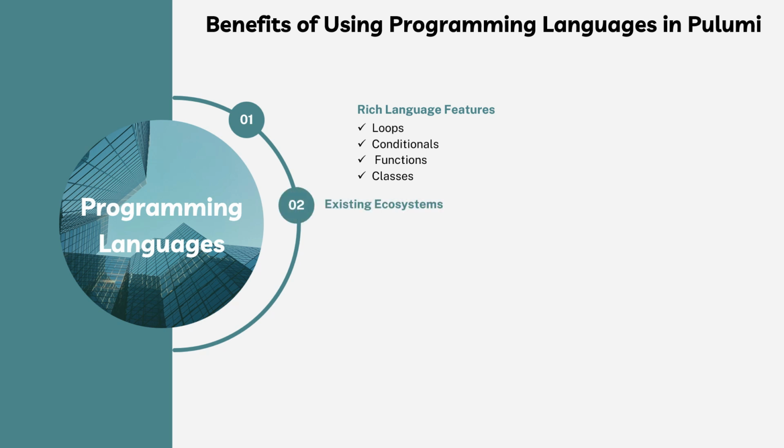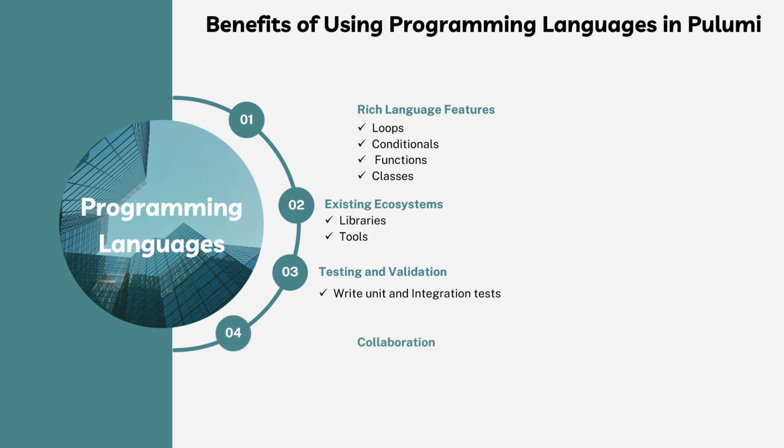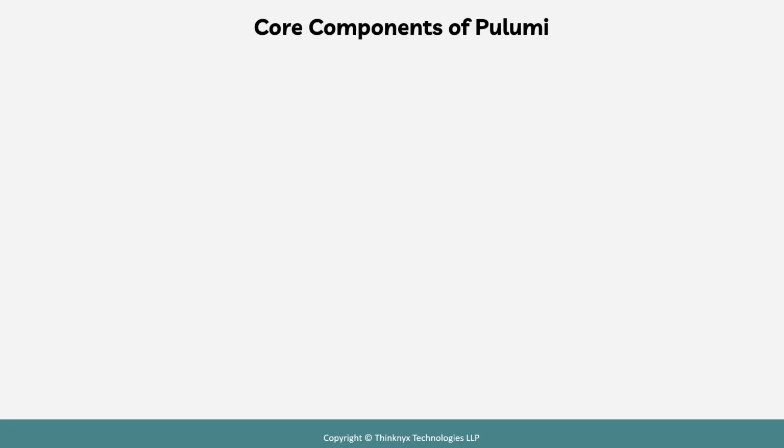Existing ecosystems. You can use existing libraries and tools for your language's ecosystem, making it easier to integrate with other systems and frameworks. Testing and validation. You can use standard testing frameworks to write unit tests and integration tests for your infrastructure code, ensuring that your infrastructure is reliable and error-free. Collaboration. Using familiar languages makes it easier for developers to collaborate on infrastructure code, reducing the learning curve and improving productivity.